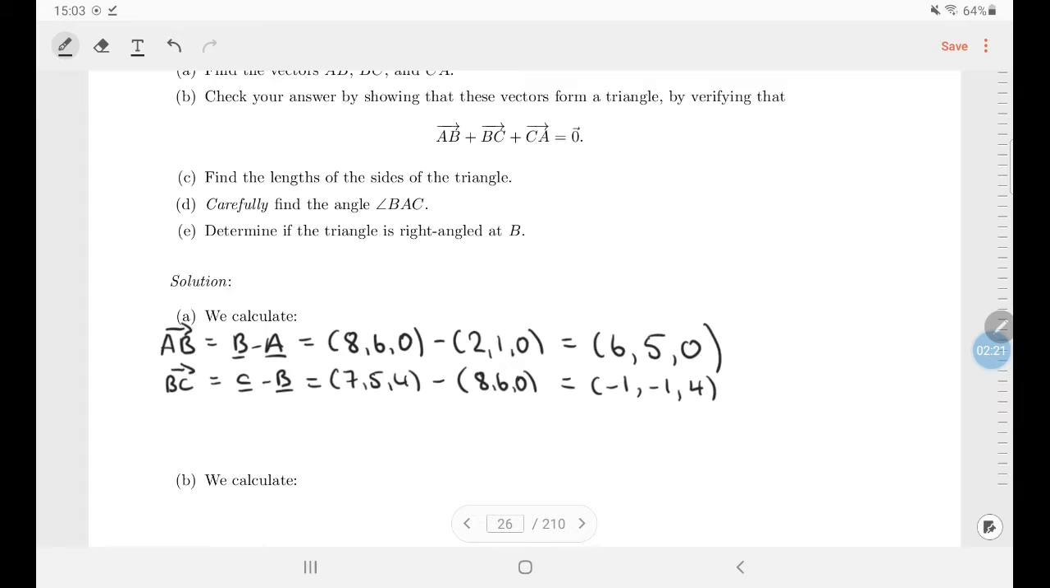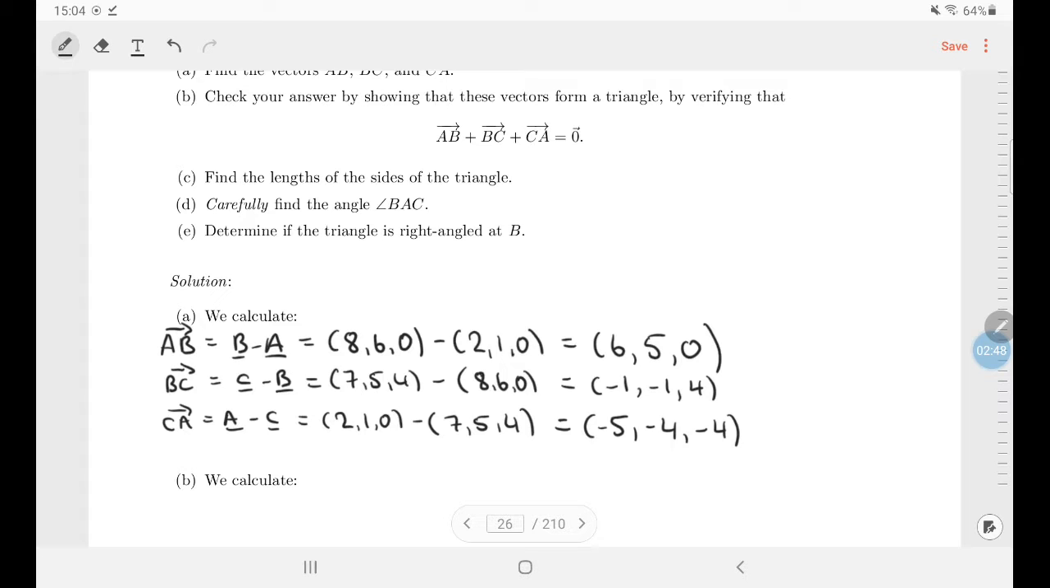And finally, we're looking at C to A. So A is 2, 1, 0 and C is 7, 5, 4. Equal to 2 minus 7 is minus 5. 1 minus 5 is minus 4, and 0 minus 4 is minus 4.